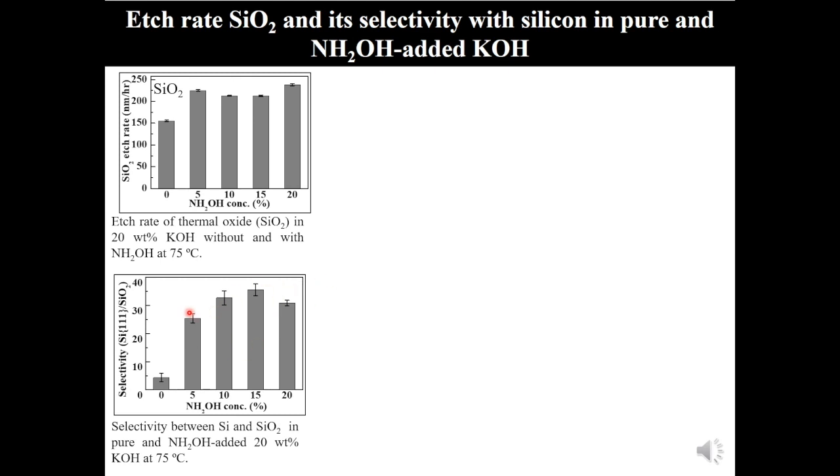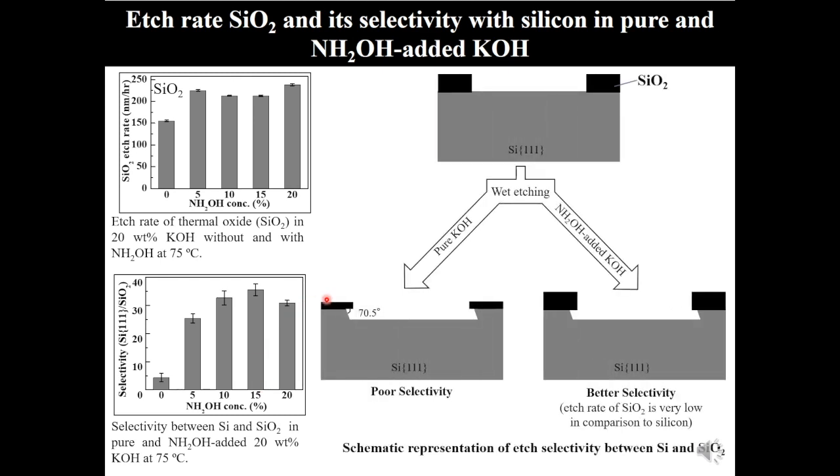So what we can conclude from here is that NH2OH added KOH is very much suitable to use silicon dioxide as an etch mask as well as a structure layer. This is the schematic diagram indicating the selectivity between silicon and SiO2.